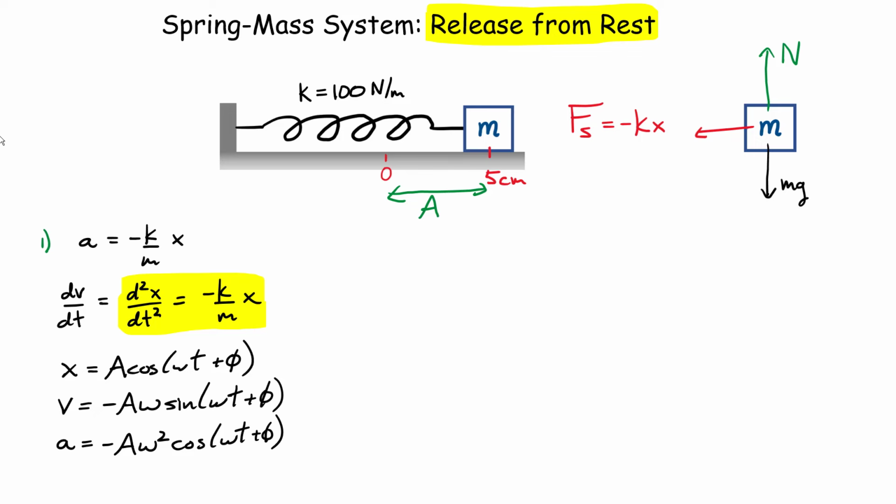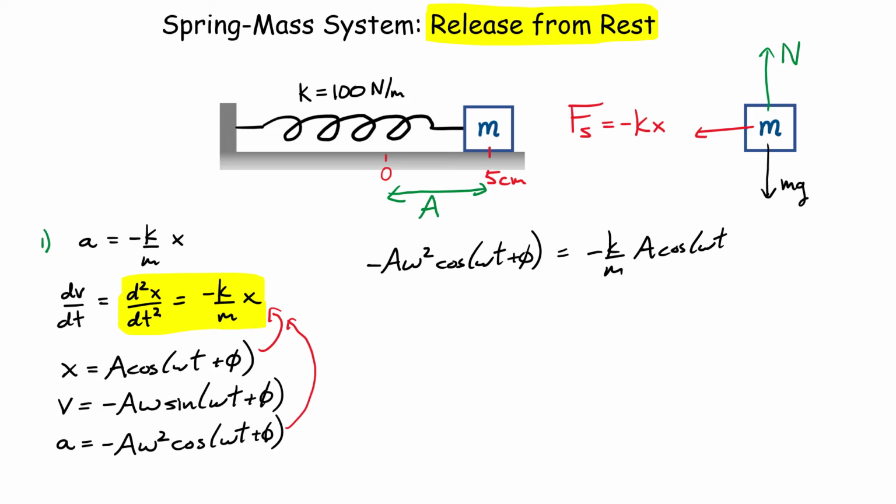All right, so this is kind of useful. Now we go back and substitute this and this into my first equation that I started off with, and we're going to get an expression for the solution. Look first at the left-hand side, which is the acceleration. I have minus A omega squared cos omega t plus phi equals minus k over m times x, and x was A cos of omega t plus phi.